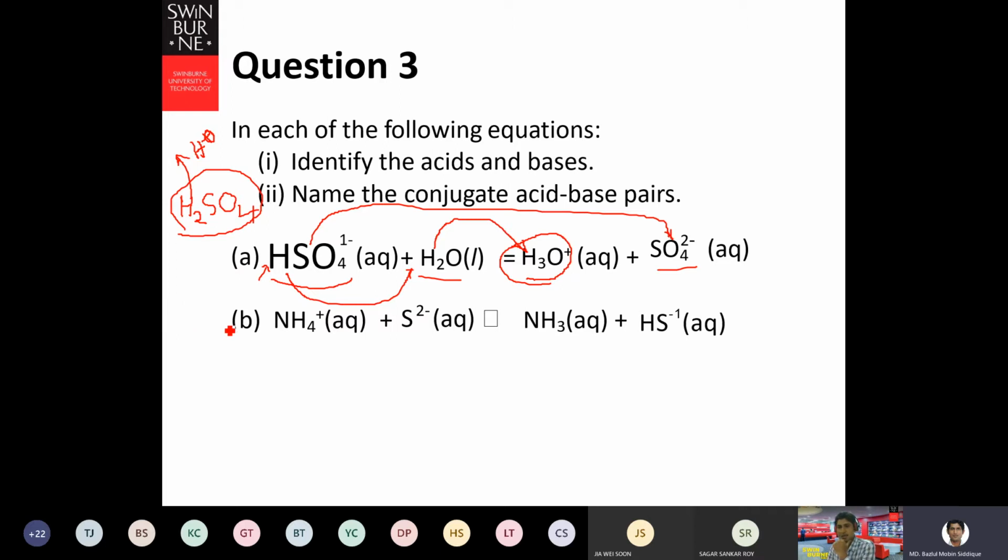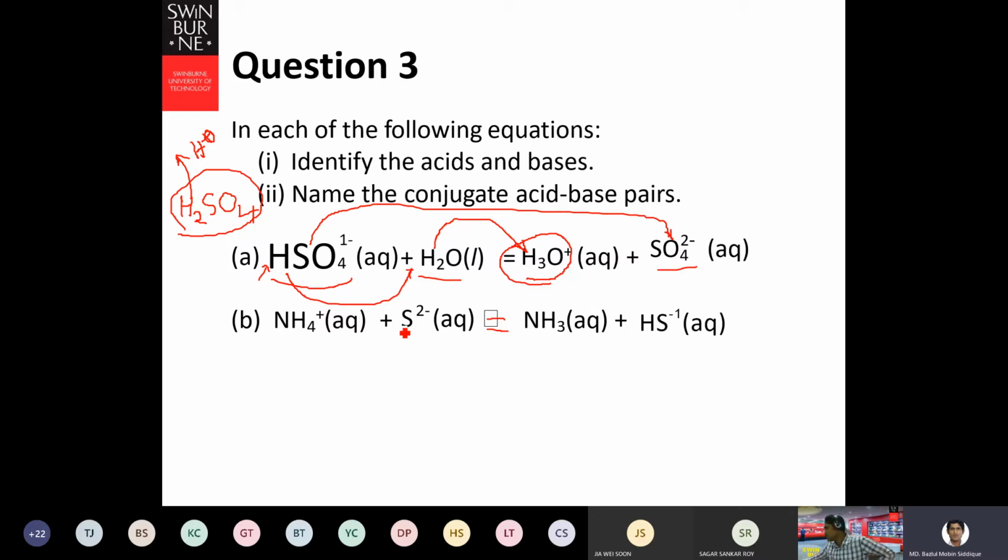Going to the B again, question 3B: ammonia is reacting with sulfide ion. This is actually an equal sign, it is not showing this way. So ammonia is reacting with sulfide ion and it will produce ammonia.